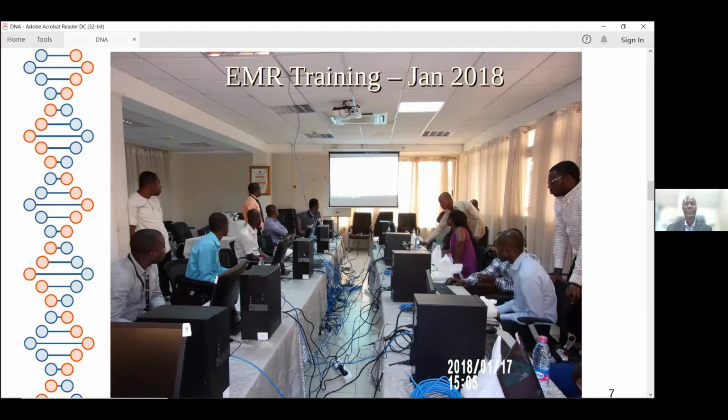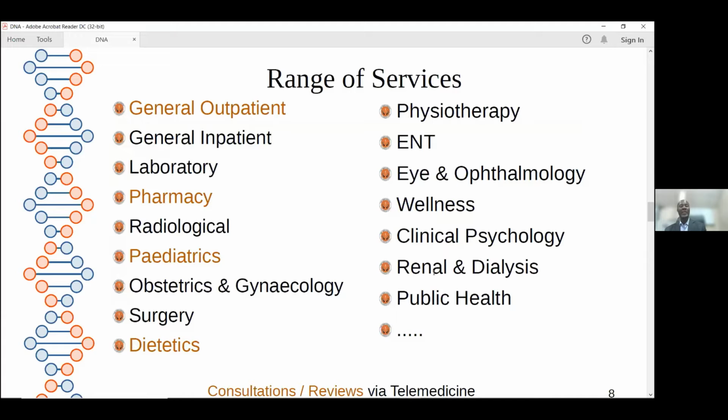And when the computers were being procured, we just brought them all to a location and used it as a room for training. And then after that, they were all dispersed to the points where they'll be used for capturing. So this is how we also approached it. Looking at our range of services, this is what it entails. The ones in orange are the ones that we have managed to use telemedicine to facilitate.